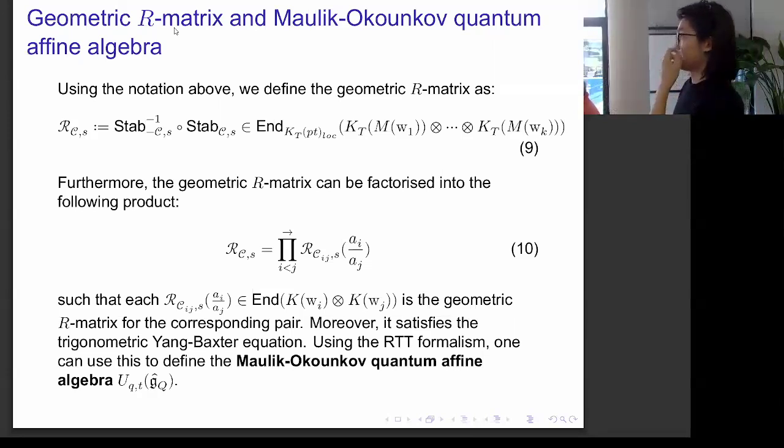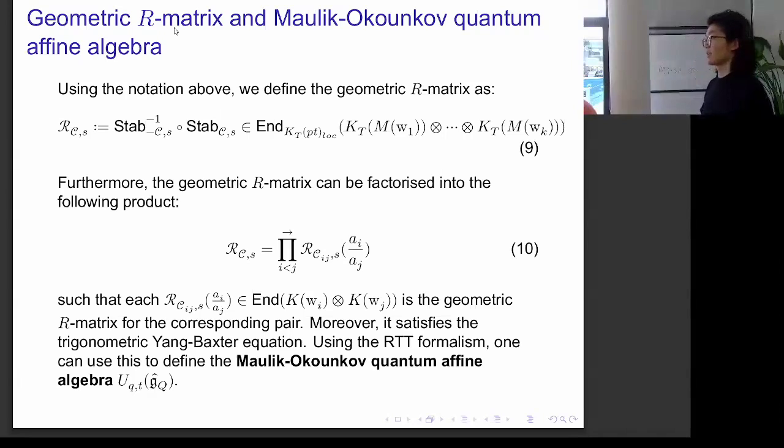And so after the stable envelope, we can define the geometric R matrix as the composition of the stable envelope of one fixed chamber, together with the inverse of the stable envelope of the opposite chamber. You can see that the inverse of the stable envelope is actually well defined after localization. So you can think of it as an endomorphism of the corresponding vector space after localization, and these spaces are all localized.